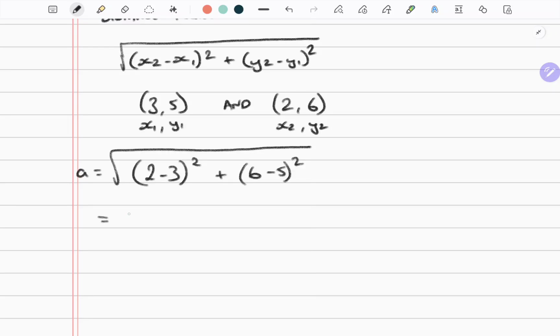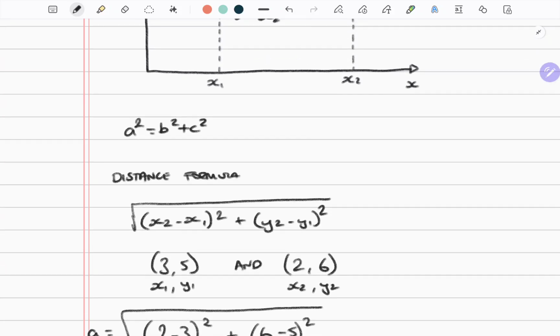Keep it simple. Okay, so we have minus 1 squared plus 1 squared under the square root sign, and then that will give us 1 plus 1, and then that will give us square root 2. We'll leave it as square root 2 because if we're messing around with decimals, it could get a little bit complicated. This is just a nice thing to work with here.